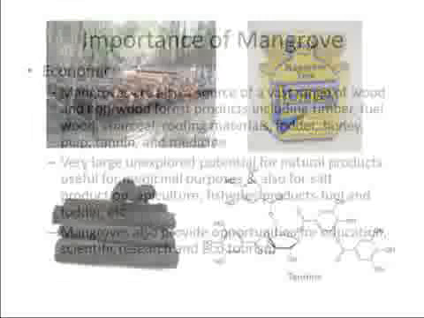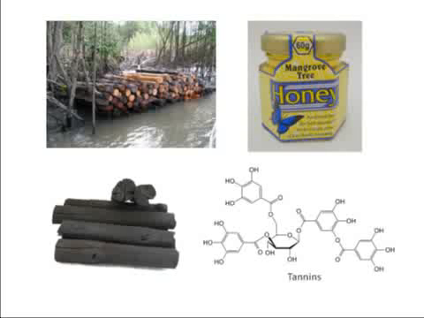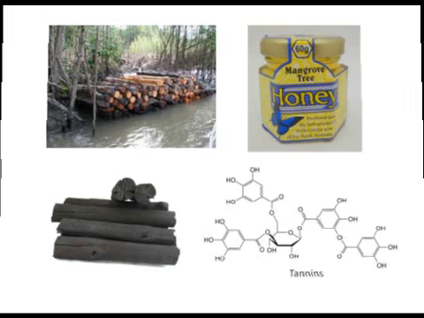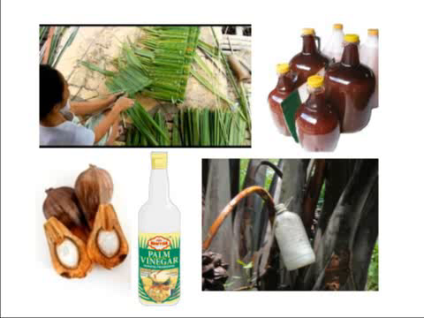Examples of products derived from mangrove include wood for construction material, charcoal for fuel, honey, and tannins. Other products include nipa leaves for roofing material, sap for vinegar and alcoholic beverages, and many others.